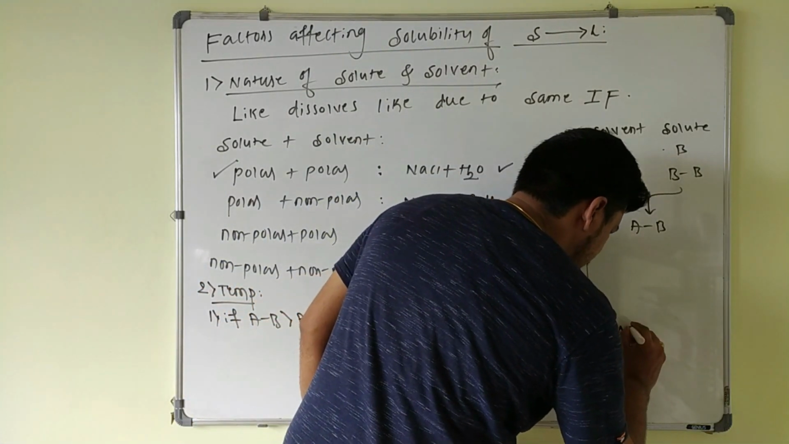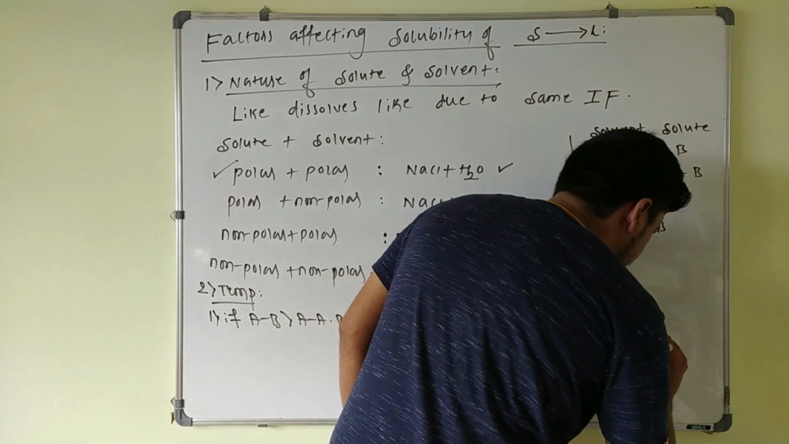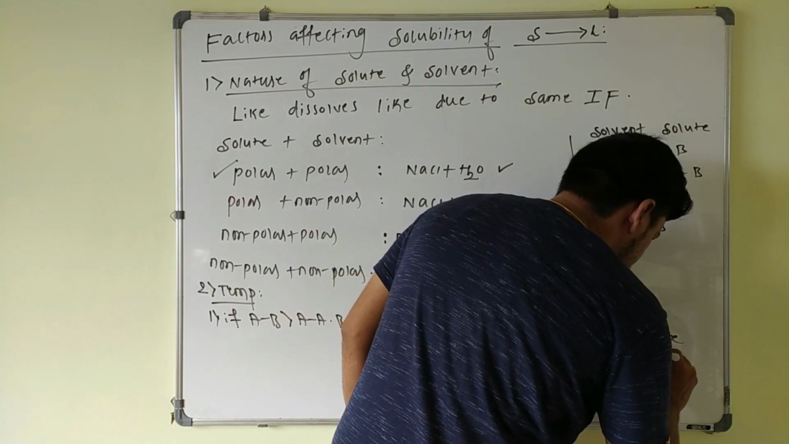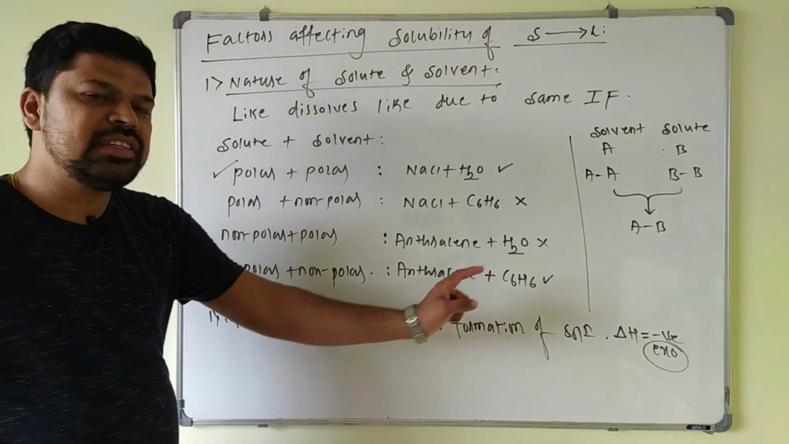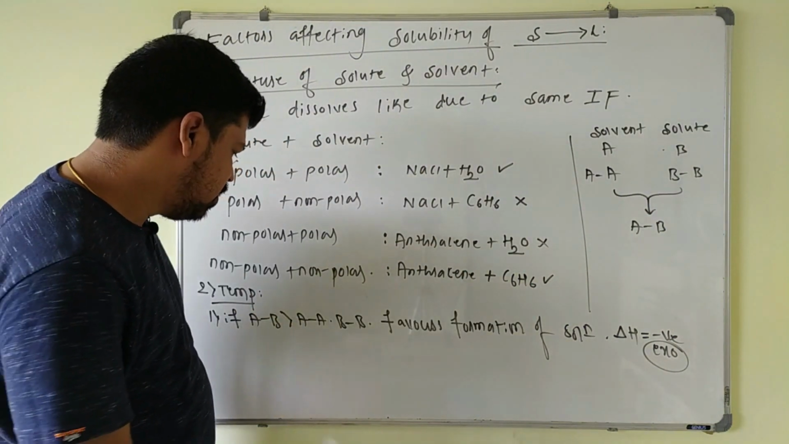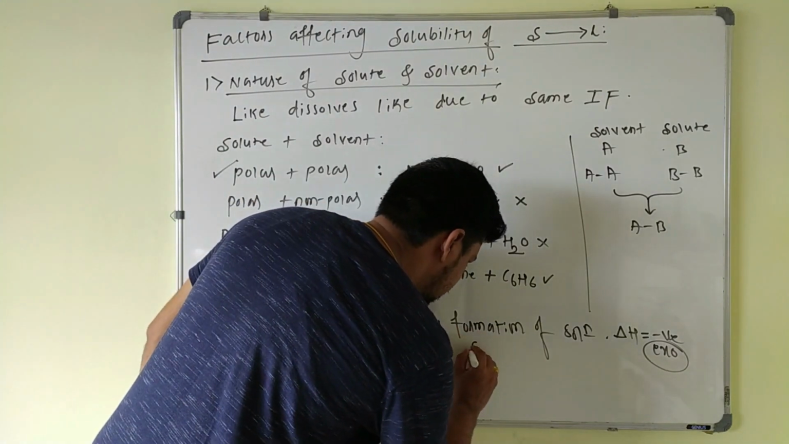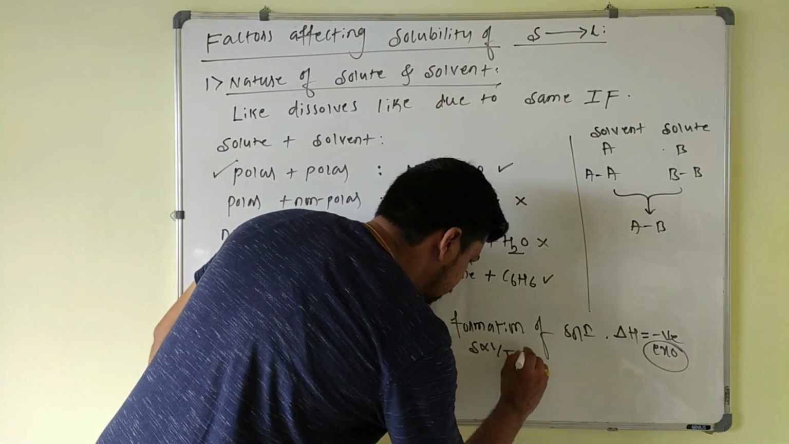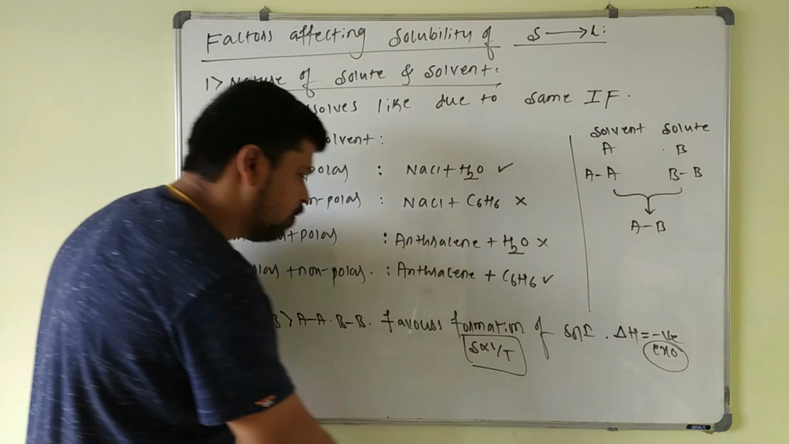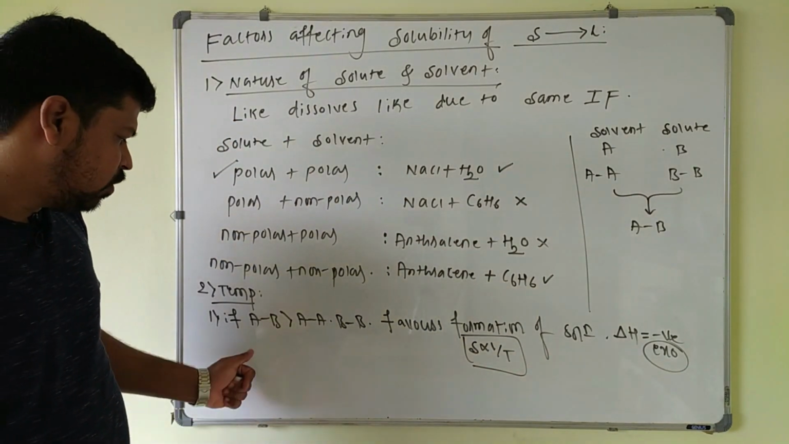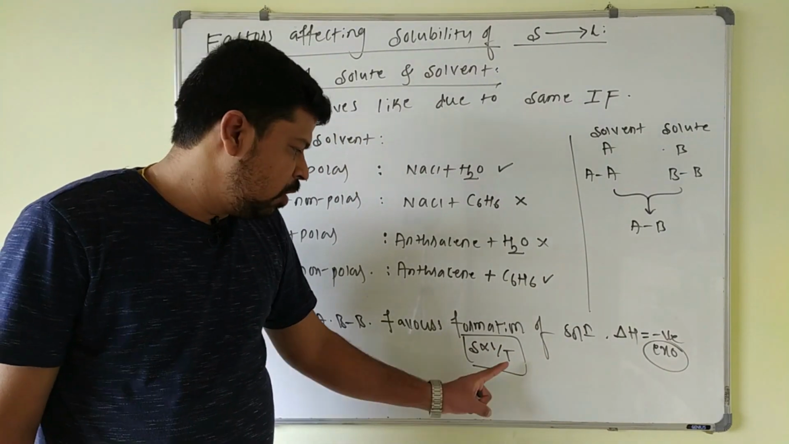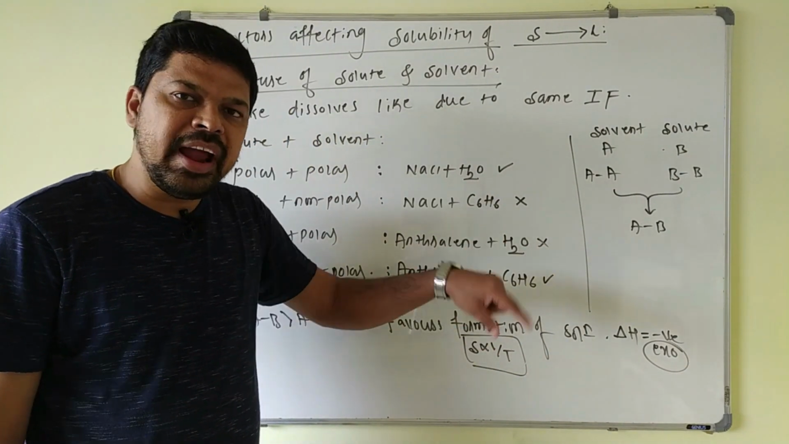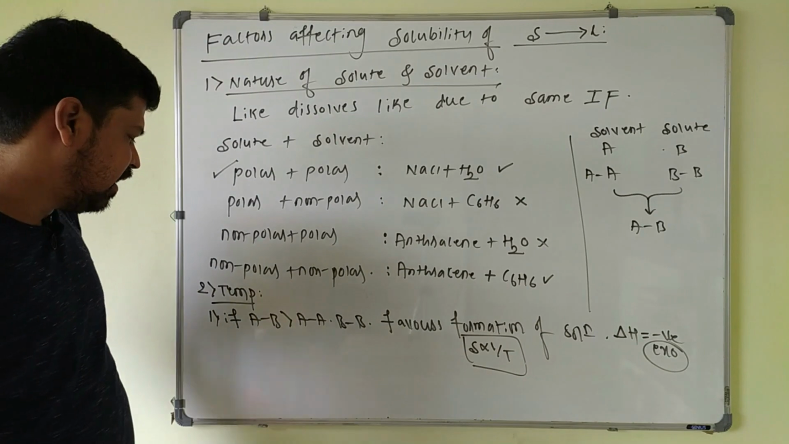Then the enthalpy of the solution, delta H, will be negative, that is exothermic. So the enthalpy of the solution is exothermic. Then what happens? Solubility is inversely proportional to the temperature. For an exothermic solution, solubility is inversely proportional to the temperature. Low temperature, more soluble; high temperature, less soluble. It is like that.